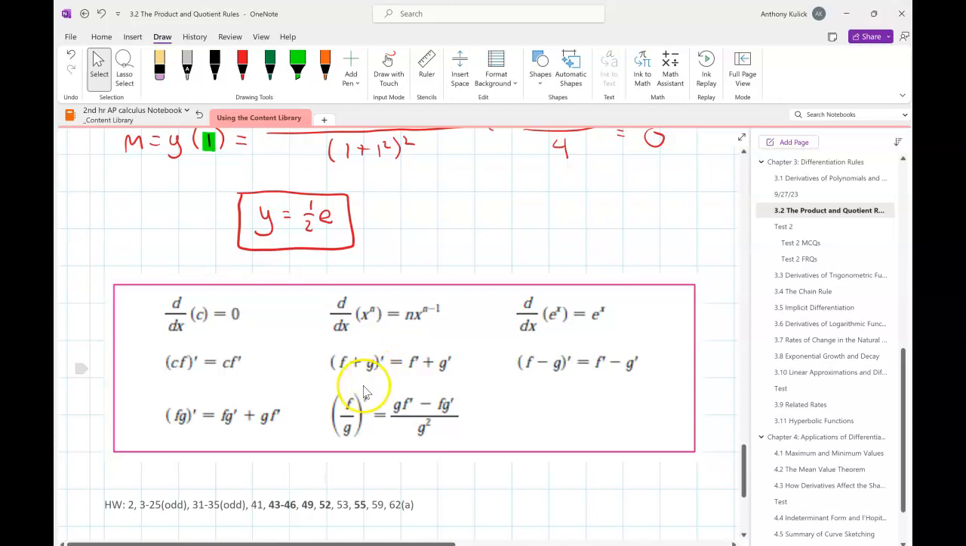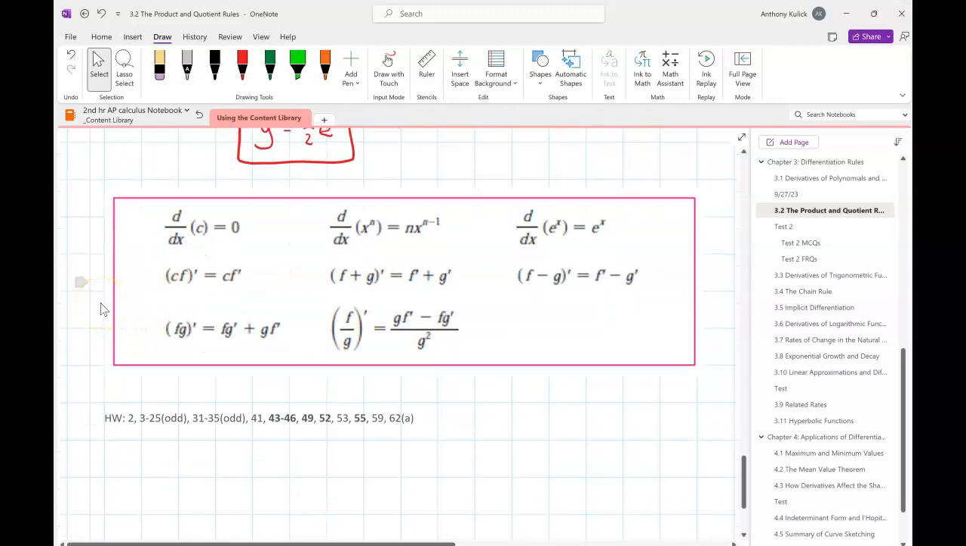Okay. This is just a summary of the derivative rules we've seen to this point. We've just written them in a compact way. So again, do you need this for anything? No, but it's nice to have it all in one place, right? So this is everything that we've done. So derivative of a constant, 0. Power rule, derivative of the exponential, the constant multiple rule, sum rule, difference rule, product rule, quotient rule.